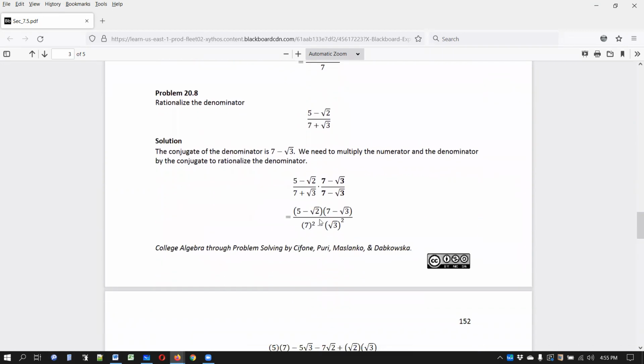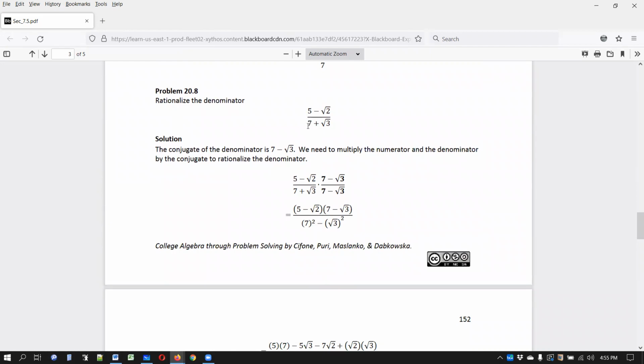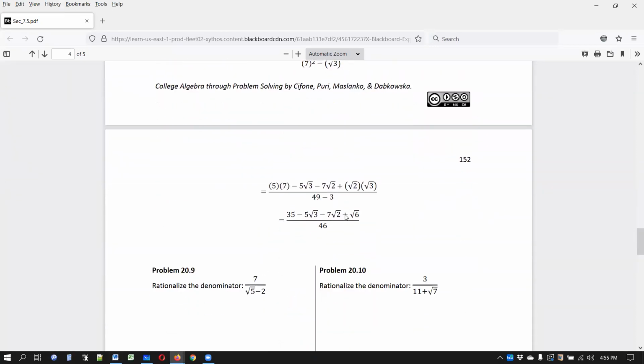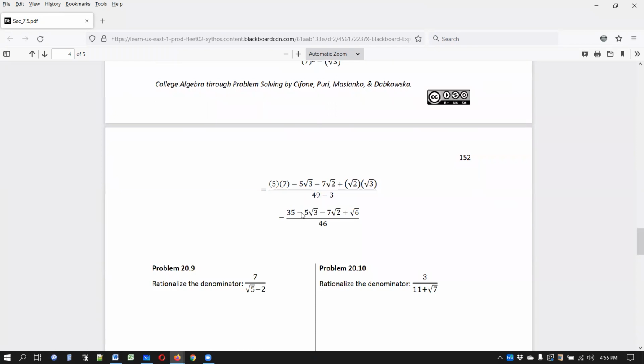So look at 20.8. I have to rationalize this denominator. My denominator has two terms. Now I have to apply the conjugate method, which I have to first find what the conjugate of 7 plus radical 3 is. But the conjugate is the same two terms, but the minus in the middle. So I'm going to multiply numerator and denominator by 7 minus radical 3. Okay, at the end, after the multiplication is done, I will try to simplify if possible. And the answer is this.